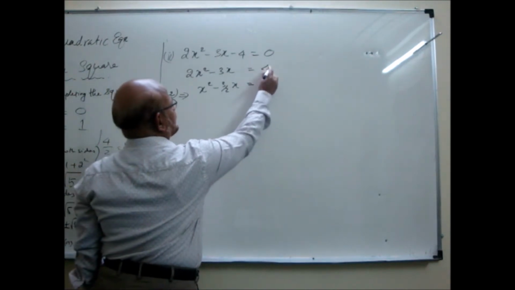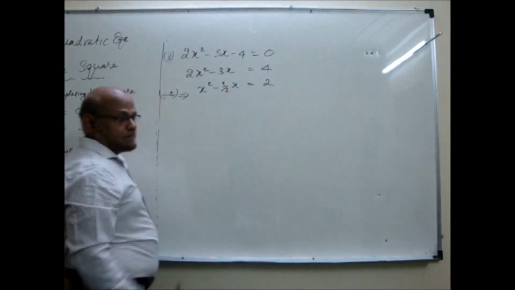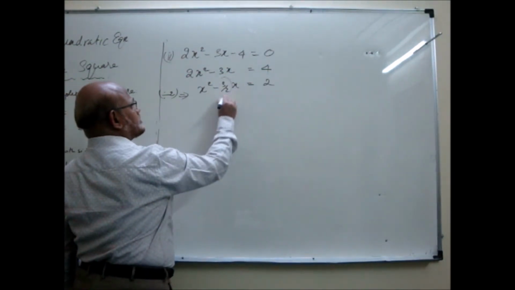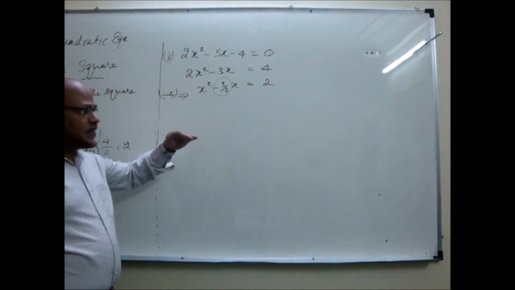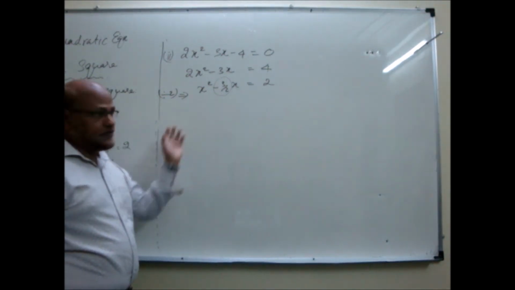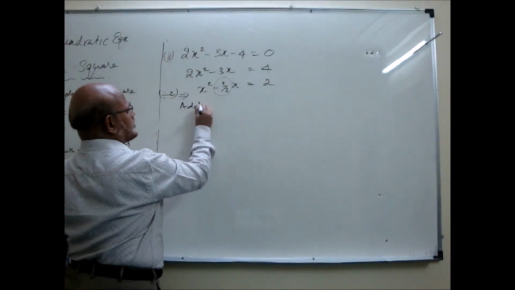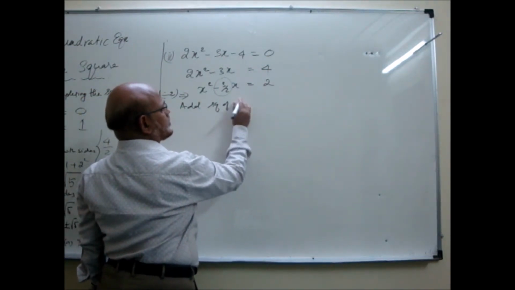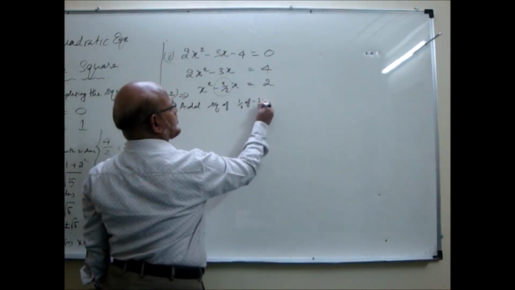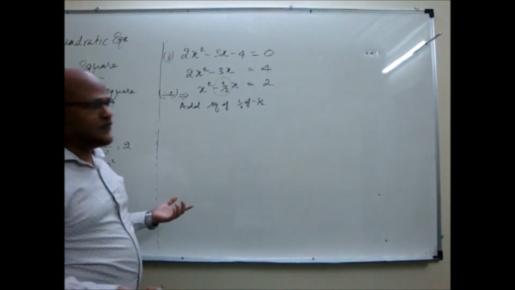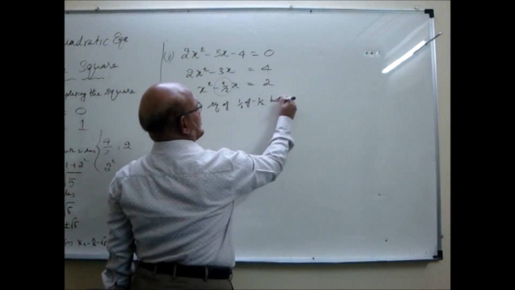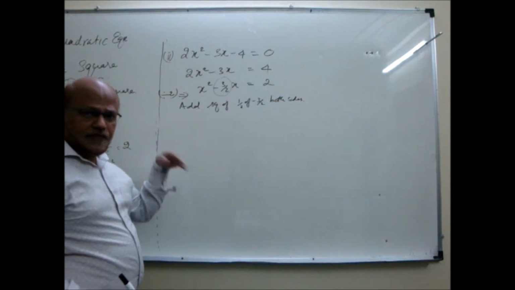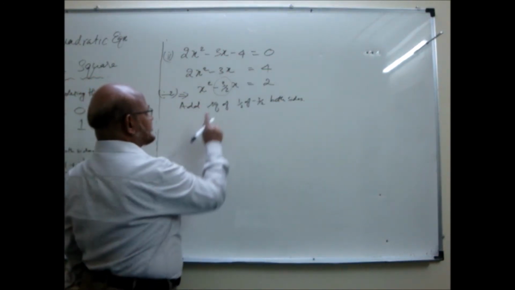3 by 2x, here 4 by 2, that is 2. All the terms divided by 2. Next, take the x coefficient, take half of the x coefficient and square it, and add to either side. So add the square of half of minus 3 by 2, which is minus 3 by 4, on both sides.